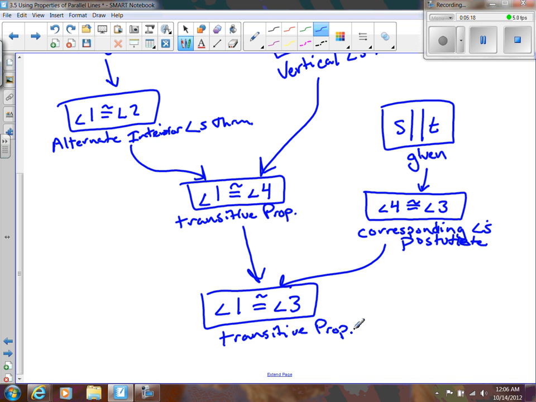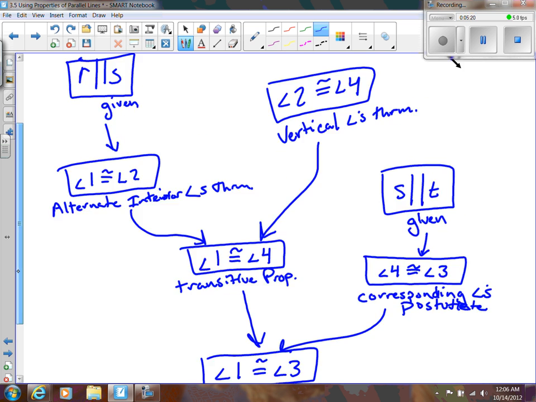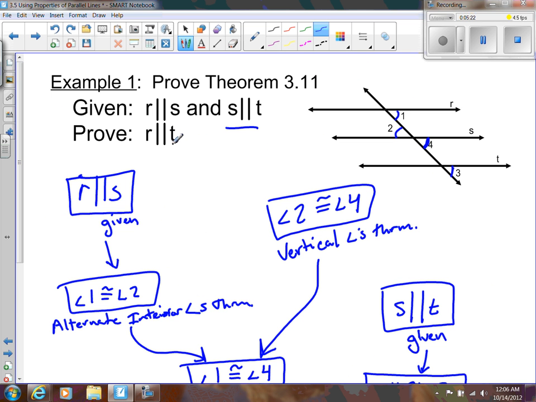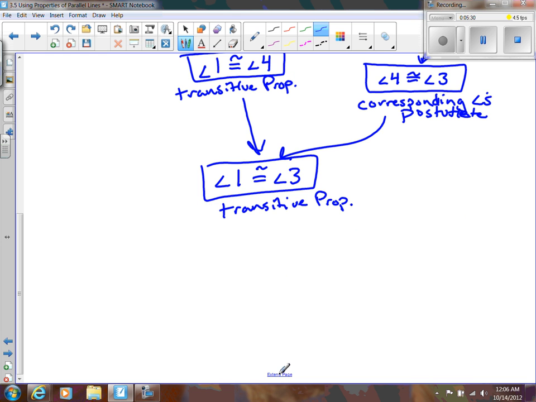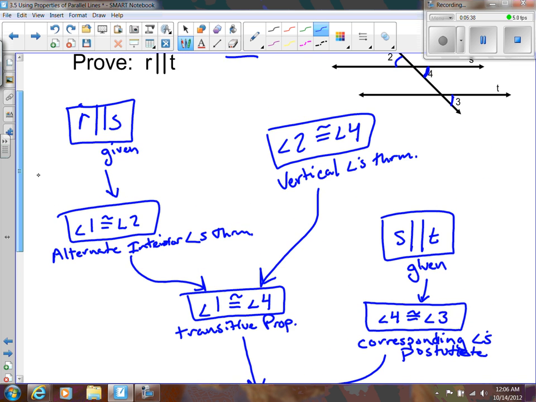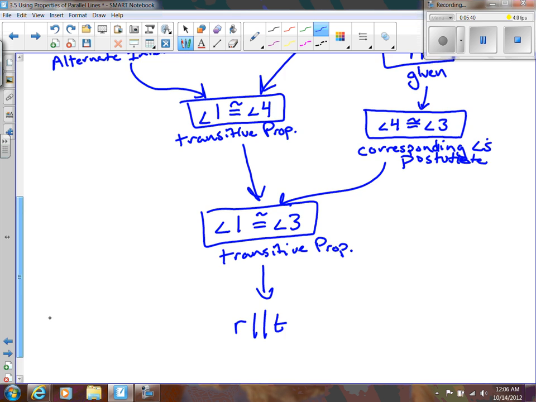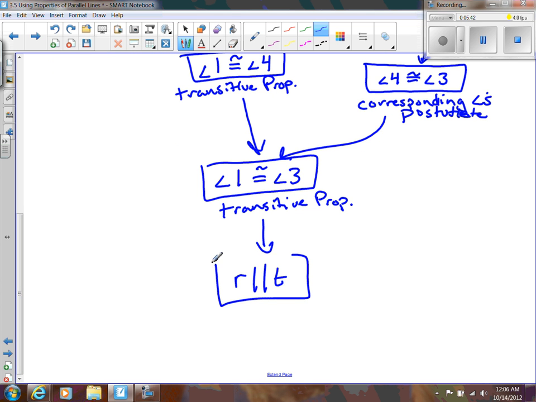Angle 4 there. Now if we go back to the picture, we want to show that R is parallel to T. We know 1 and 3 are congruent. When we have congruent angles, we can say lines are parallel. R and T, it was, right? So what we're trying to prove is that R and T are parallel.